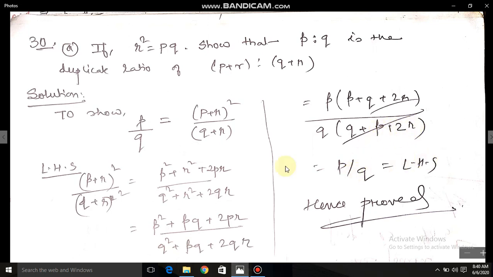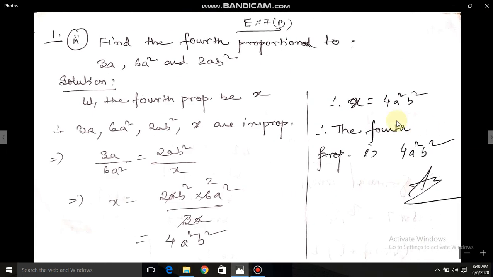This is equal to the left hand side, that is, from the right hand side we have come to the left hand side, and hence the proof. Okay, I hope this sum is clear. Now let us move to exercise 7b.